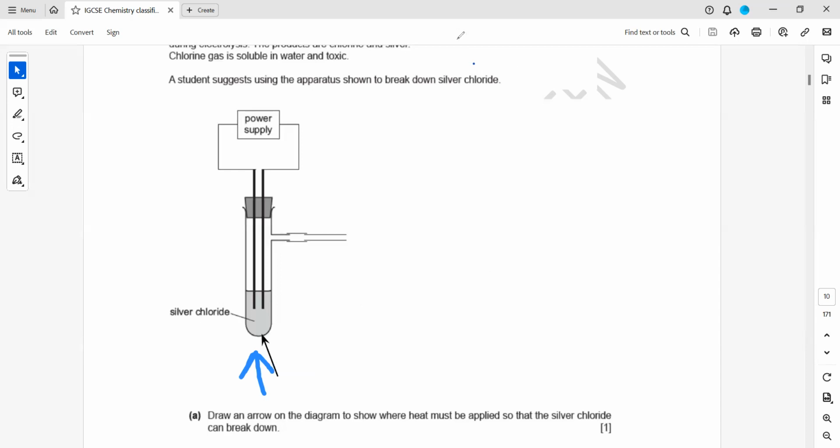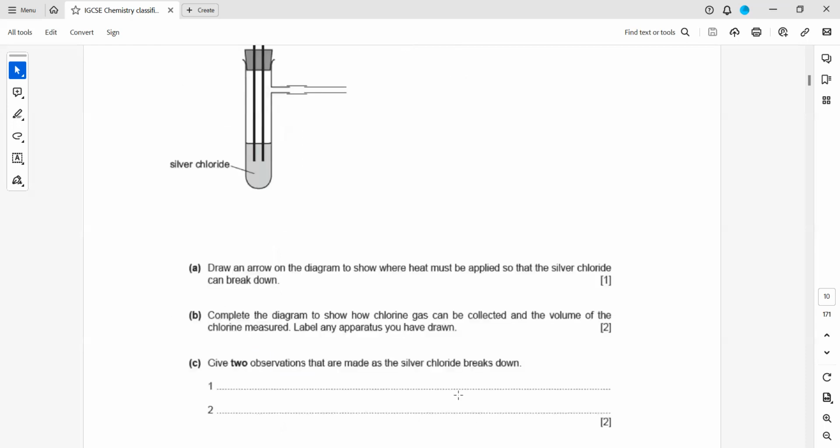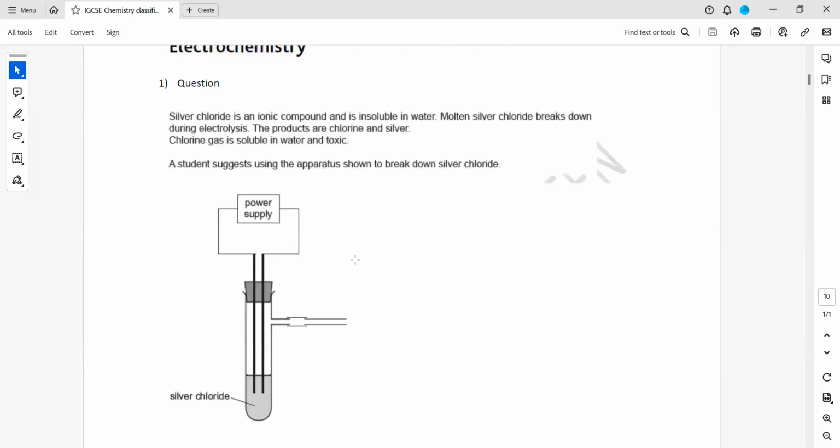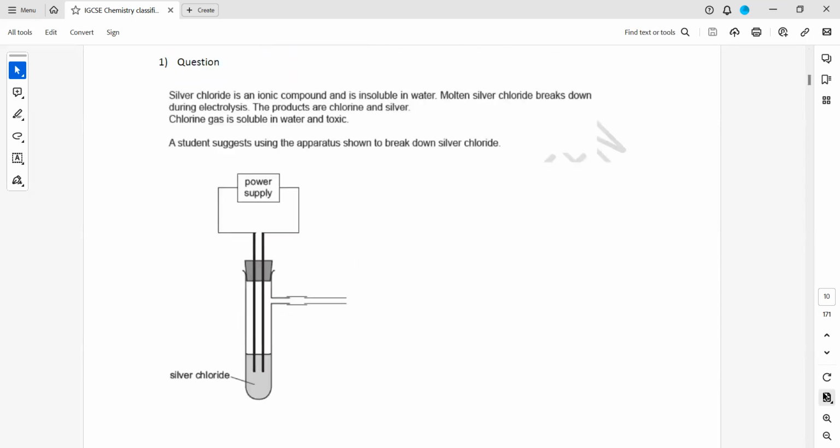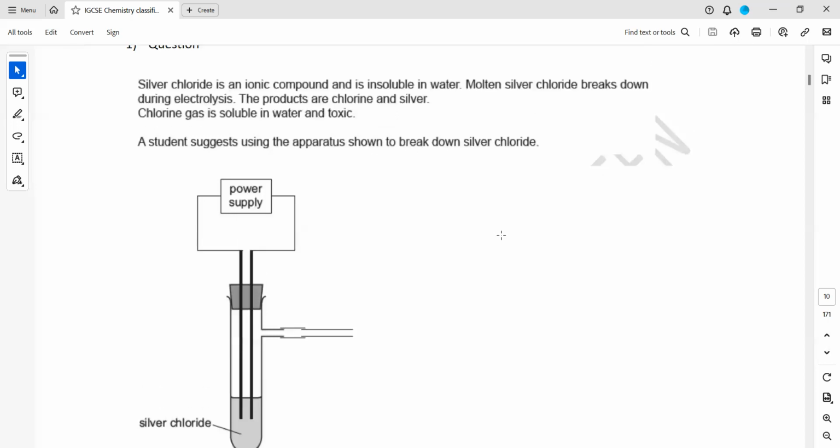The next part, complete the diagram to show how chlorine gas is collected. So how we can collect chlorine gas, because it is mentioned here it is soluble in water. When it is soluble in water, we cannot collect over the water. So what we have to do, we have to connect a gas syringe here. So why a gas syringe? Because chlorine is water soluble, as they mention here. So we cannot pass it through the water, otherwise it will dissolve.